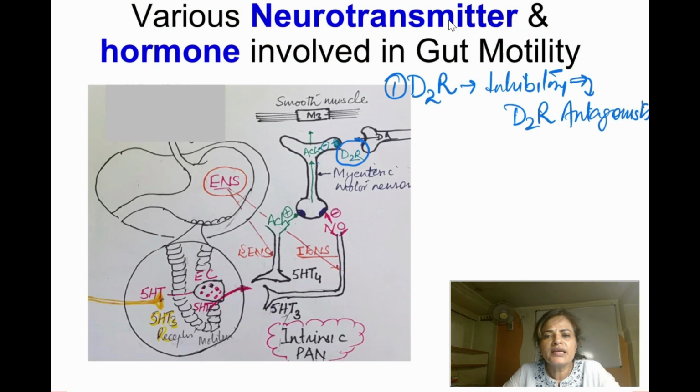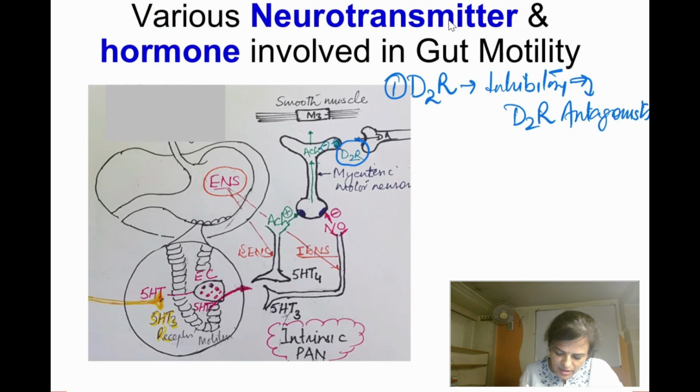Number two is now acetylcholine. If I give directly the cholinomimetic drug like bethanechol, or if I give anticholinesterases, which is again an indirect acting cholinomimetic drug, they can increase the level of acetylcholine. So can we use that to increase the gut motility? They cause the contraction of the GIT, but that contraction is a tonic contraction. So we do not use it as a prokinetic agent.